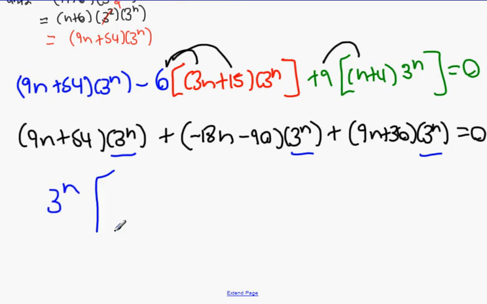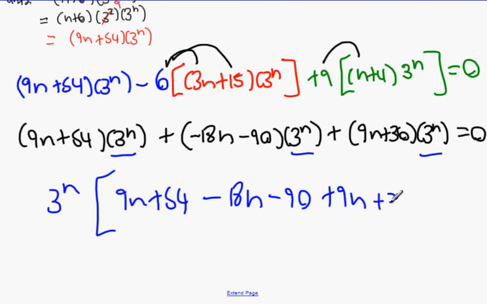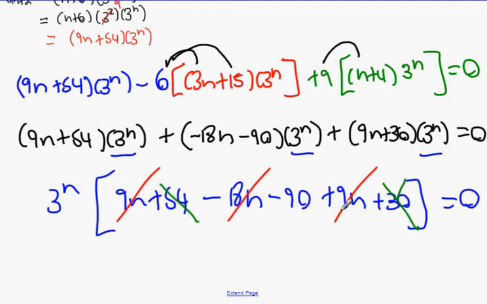Look what happens when I take out 3 to the n. I'm going to have 3 to the n, big bracket, 9n plus 54, then minus 18n minus 90, and then plus 9n plus 36. Close bracket equals 0. I need to prove that this part here in the brackets is 0. 9n minus 18n plus 9n cancels. 54 plus 36 cancels out to minus 90. It's going to be 3 to the n times 0 equals 0. There's no quicker way of doing them. You just got to bash it out. Okay?